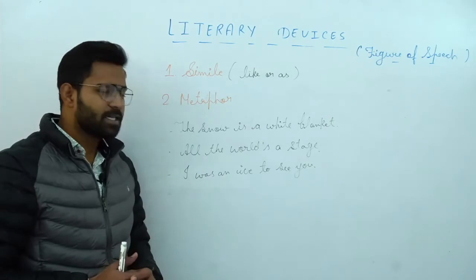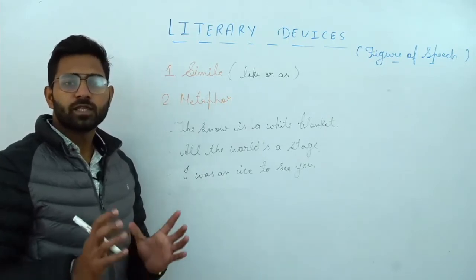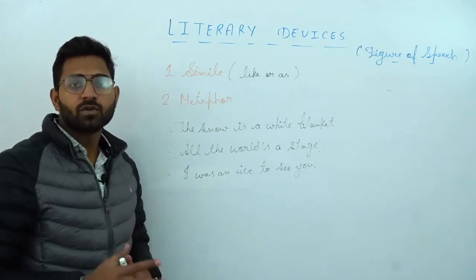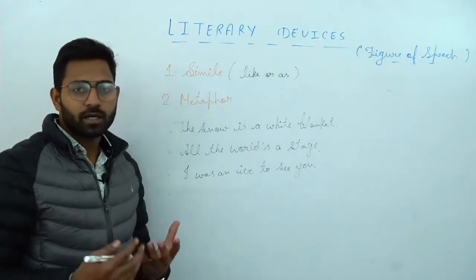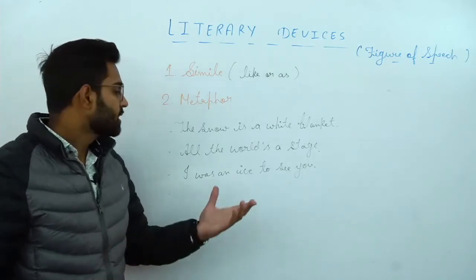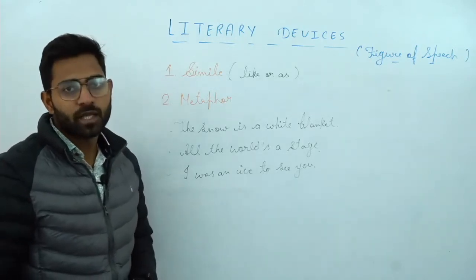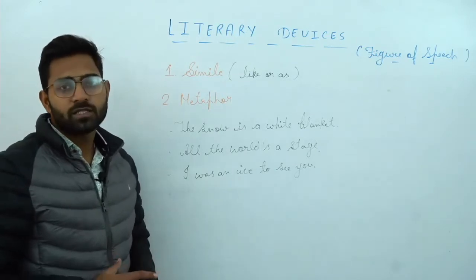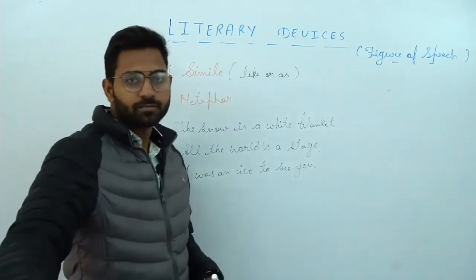I was an ice cube, I was ice to see you. Like you say, I froze on seeing you, like you are looking so beautiful. I was an ice cube to see you, I stayed rooted to the spot on seeing you. So that is a metaphor. I am a human, not an ice cube, but I used a beautiful metaphor. So this is metaphor without using like or as. We can compare two dissimilar things. That is called metaphor.